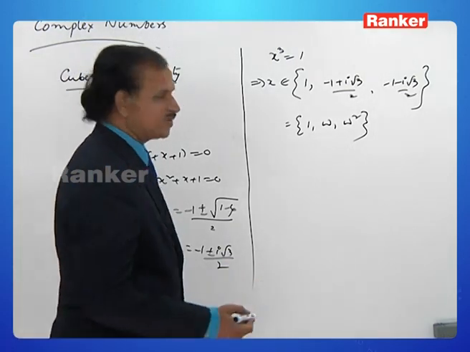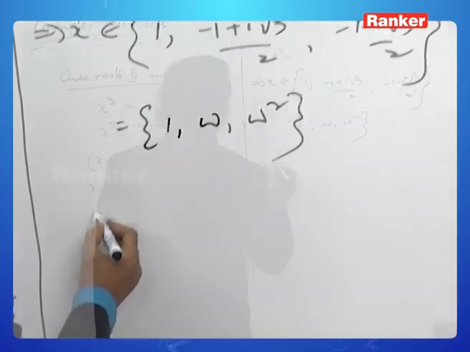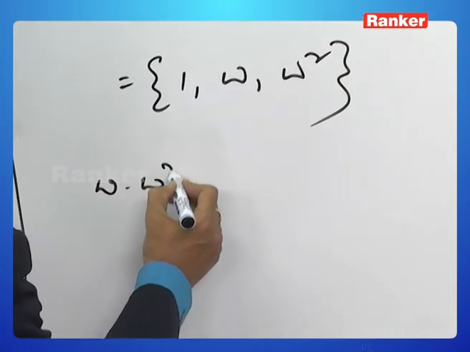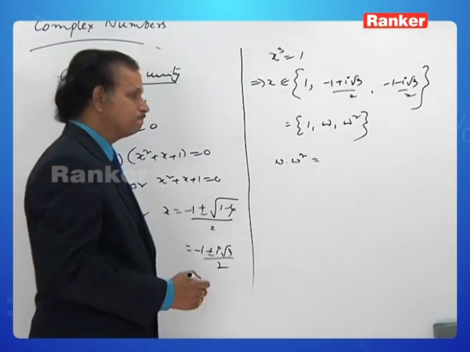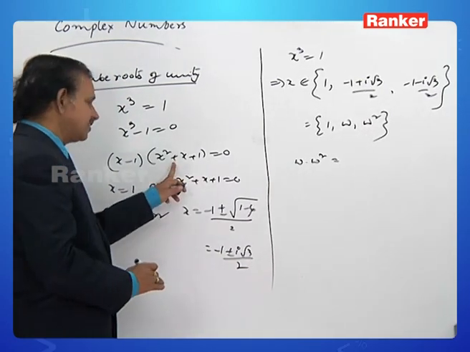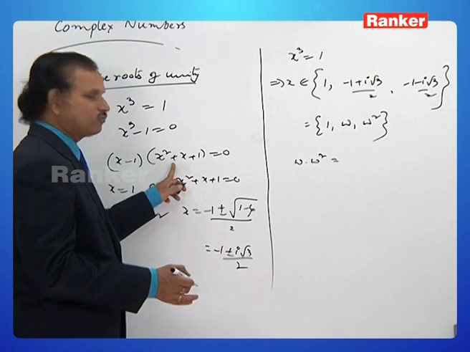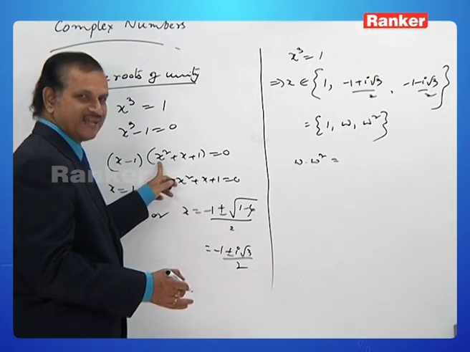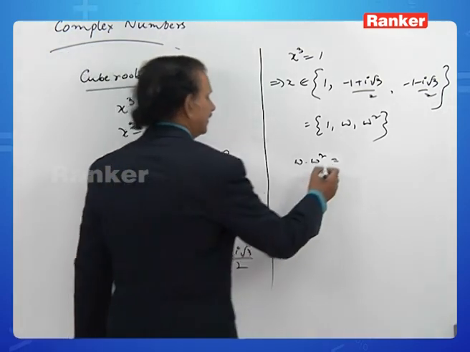Well, what are the properties of this omega? Look here, what is omega into omega square? What are omega and omega square? Actually, they are nothing but the roots of this equation. Omega into omega square is the product of the roots. What is that? c by a, that is 1 by 1, that is 1.